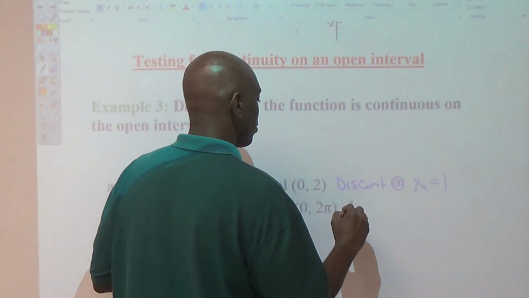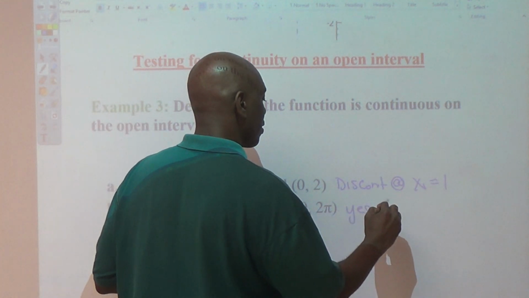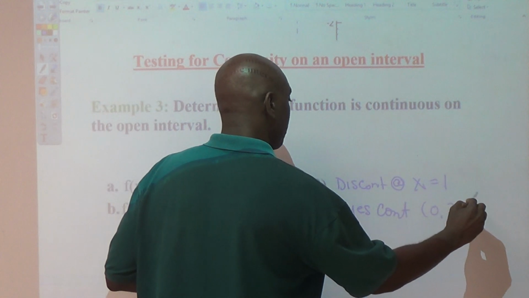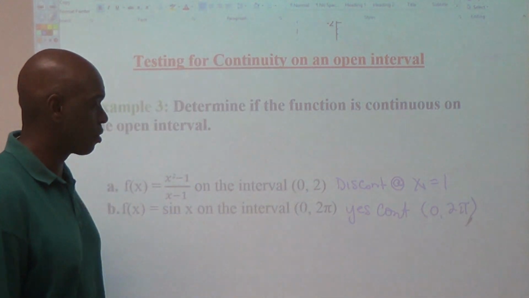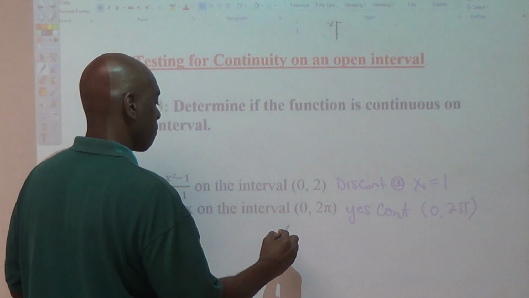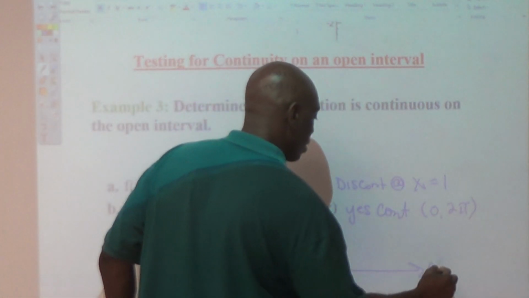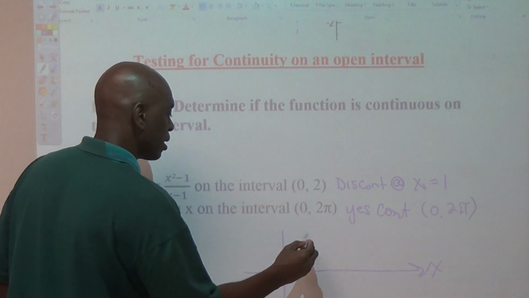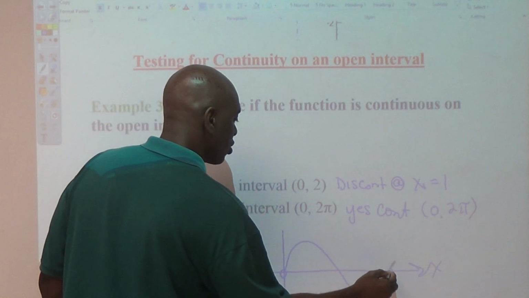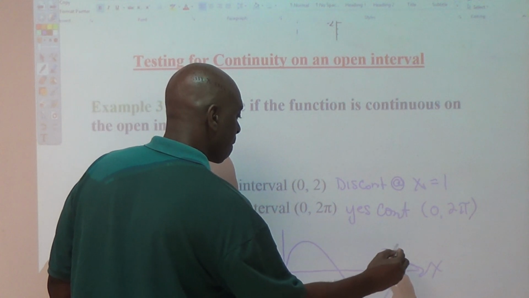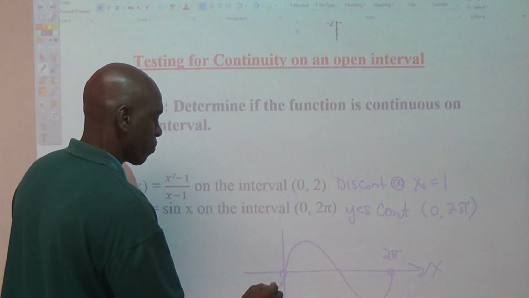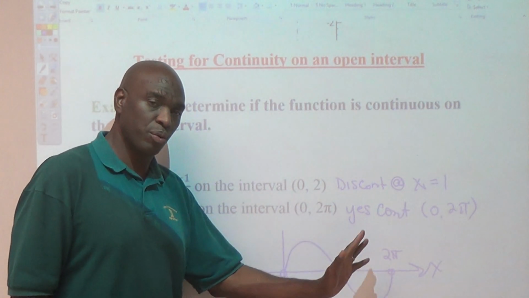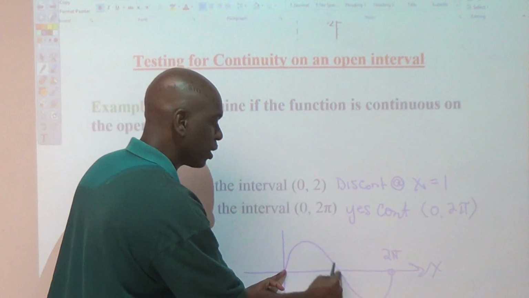So this one is yes. We are continuous from 0 to 2 pi. So in essence, for the second graph, if we have a sine wave at 0, open circle, it goes up, comes down, right here at 2 pi. And this is 0. No holes, no gaps, we're good on our open interval.